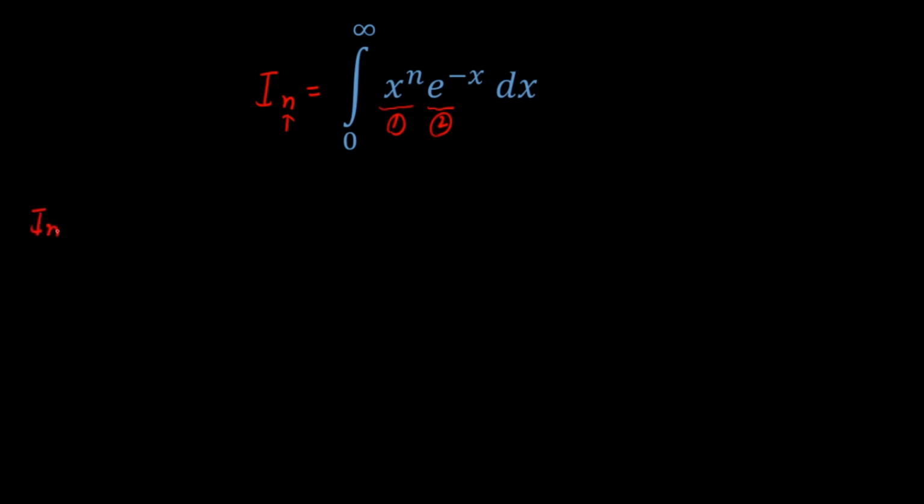So I of n will be equal to first function into integration of second. Integration of this is minus e raised to power minus x. Now the lower limit will be 0, upper limit will be infinity, minus integration of differentiation of first. Differentiation of first function is n into x raised to power n minus 1. Now integration of second function is e raised to power minus x, and then the negative I'll carry over here, so negative is positive. Now the lower limit is 0, upper limit is infinity, multiplied by dx.